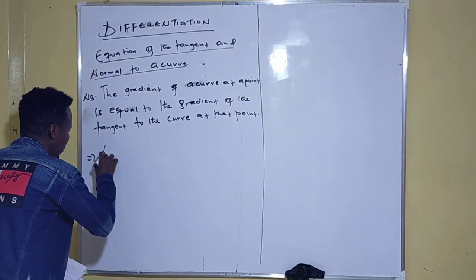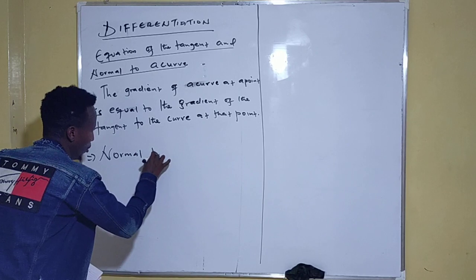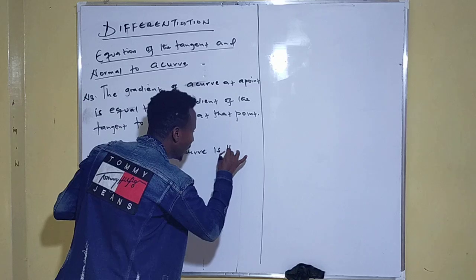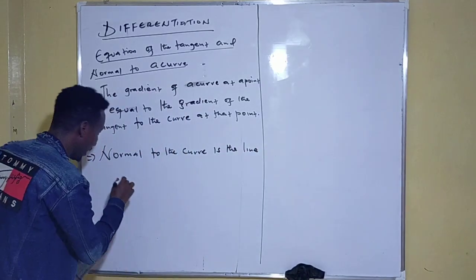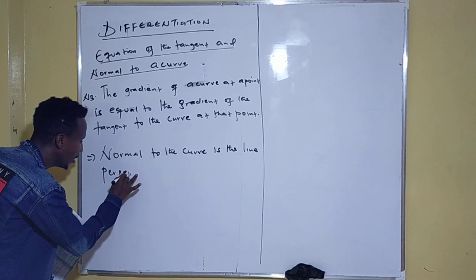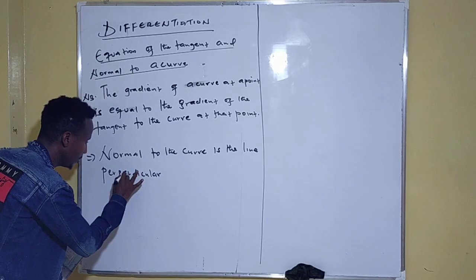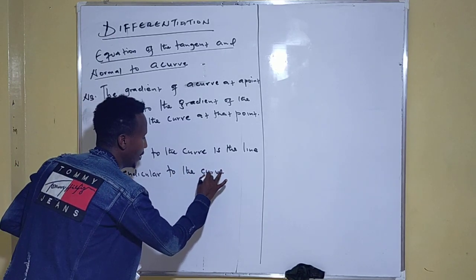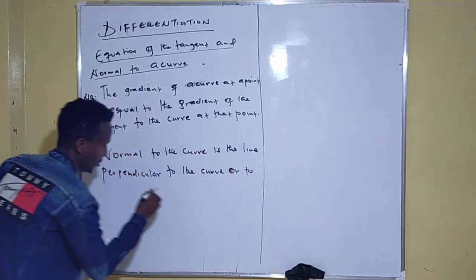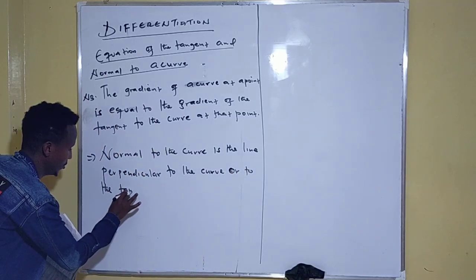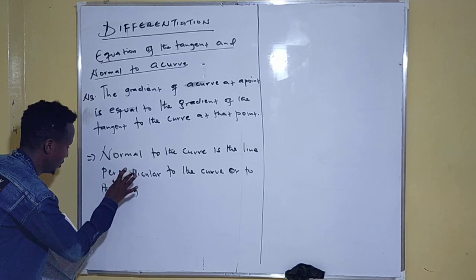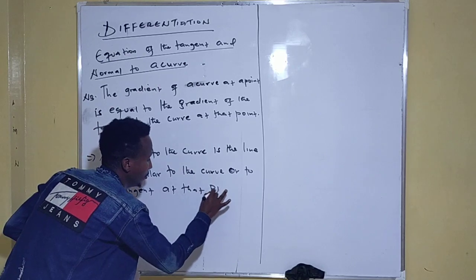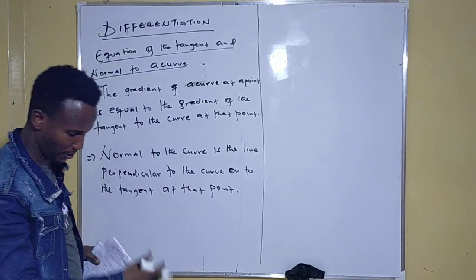So normal to the curve. Let's write: normal to the curve is the line perpendicular to the curve or to the tangent at that point. Period. What does it mean?